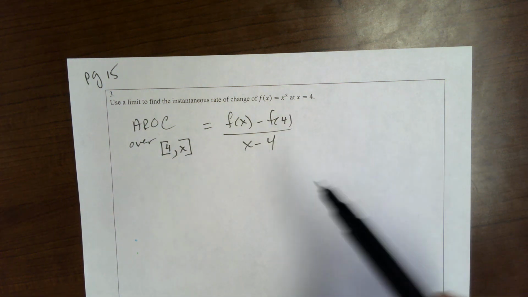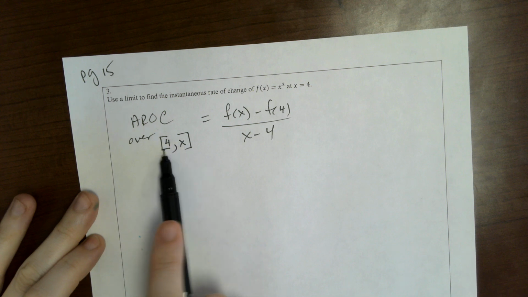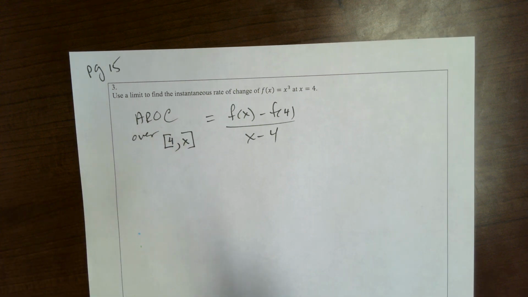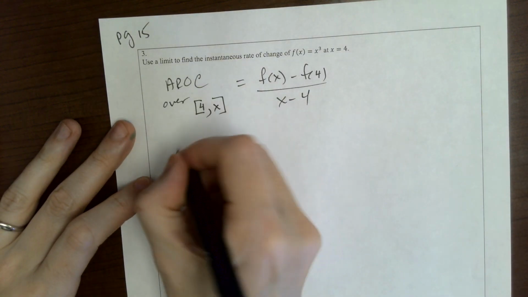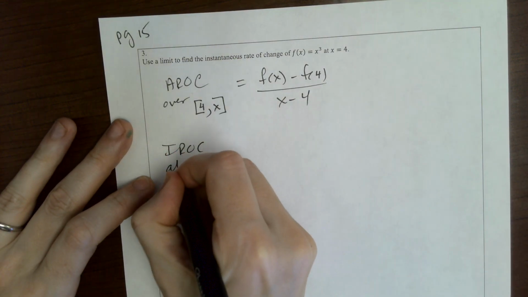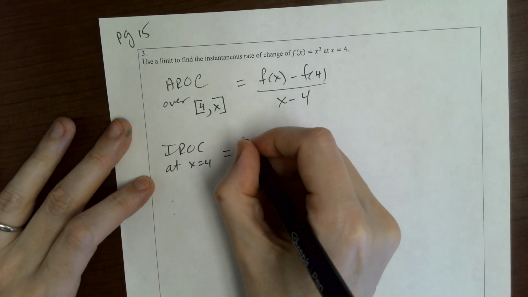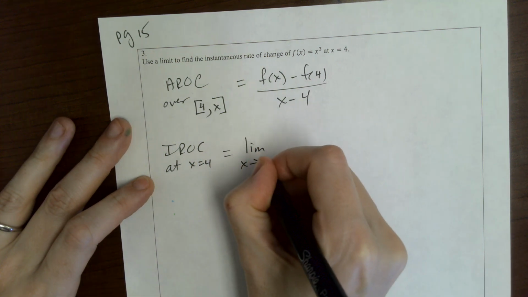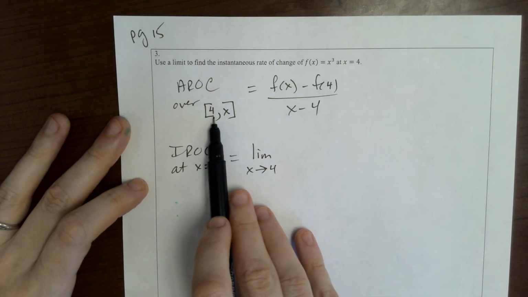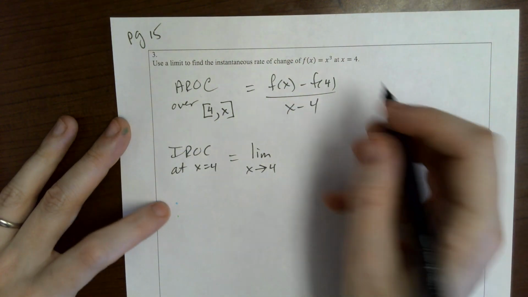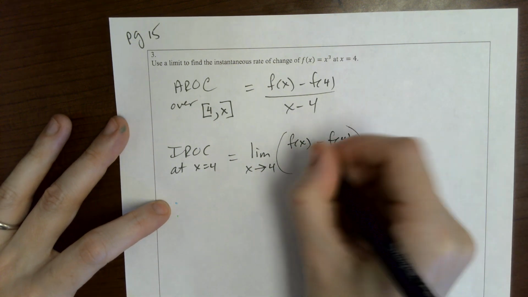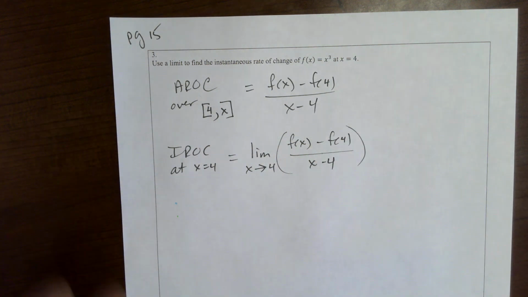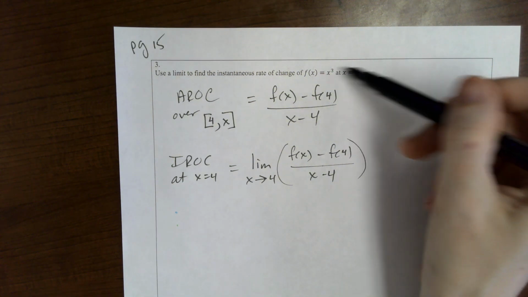And the difference between IROC and AROC is that instead of an interval, you're shrinking the interval down to one single value, which is 4. So the IROC at x equals 4 would be the limit as x approaches 4. That's what's going to make this interval shrink down to a single instant. And then the AROC just goes in here. So IROC is really like the limit of the AROC. Okay, just like that. And now we're gonna plug these things in.